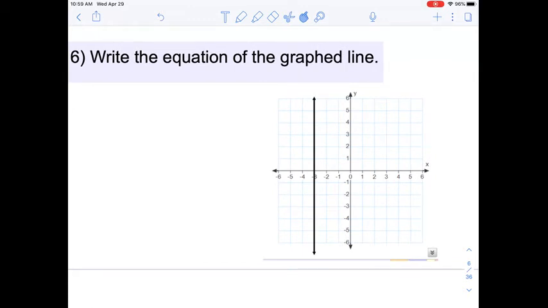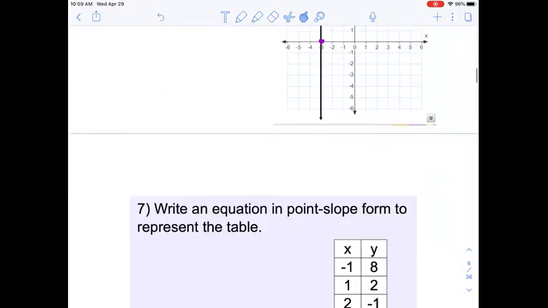Number 6 says write the equation of the graphed line. What I told you before is that when we have a vertical line, it's going to be x equals a number. And it's whatever number that line crosses through on the x-axis. So it crosses through -3. So this equation would be x equals -3.